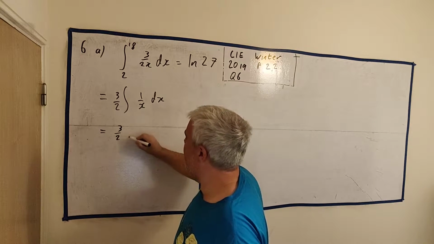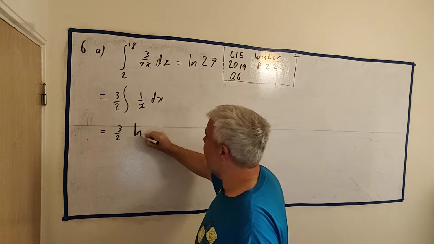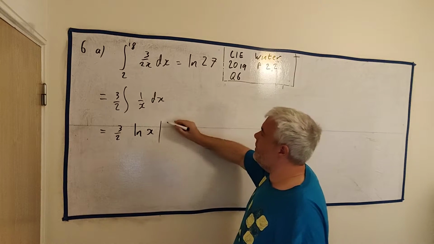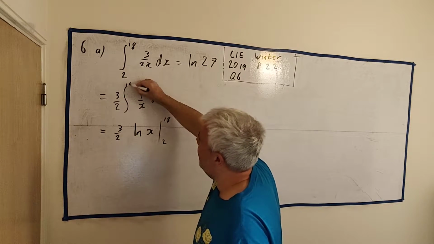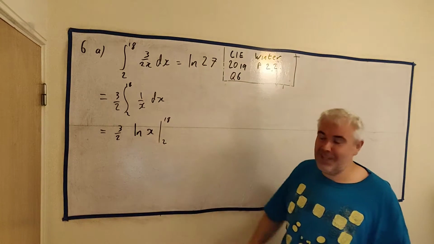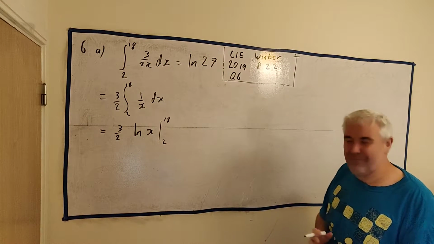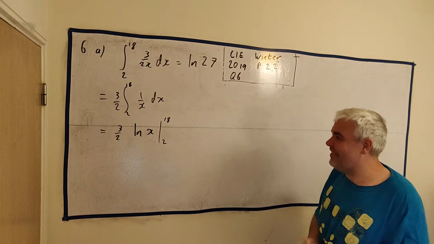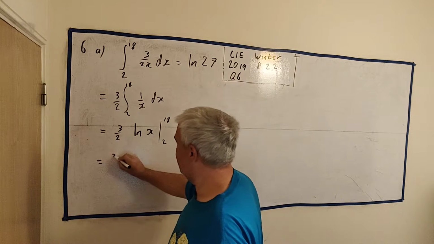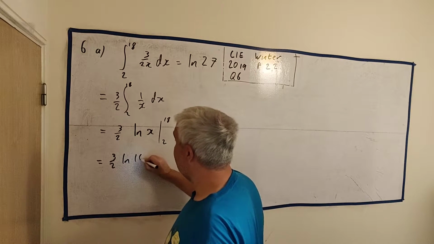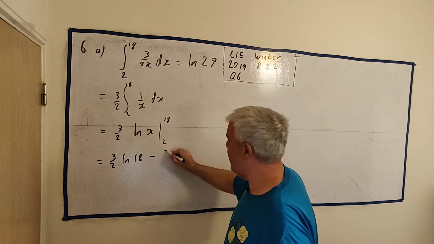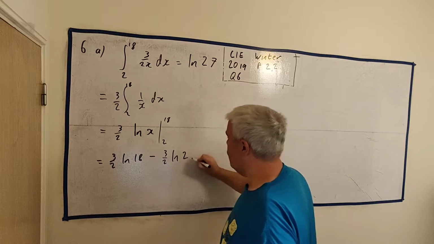It is 3 over 2 is still here. It is the natural log of x, and this is evaluated from 2 to 18. I won't always write those numbers in, maybe at the first bit and the last bit. I'm a bit lazy. Maybe don't be lazy in your exam. I don't recommend it. Okay, so let's go ahead and evaluate it. This is equal to 3 over 2 natural log 18. We put this number in, and then we take away, we put this number in, 3 over 2 natural log 2.